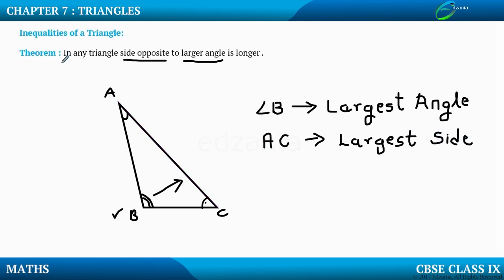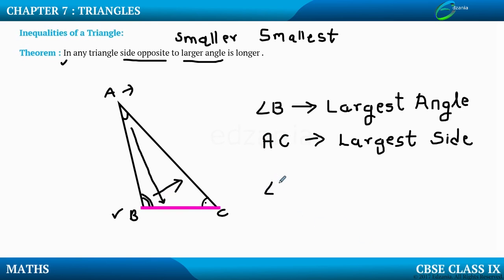Similarly, we can modify the statement. In a triangle, side opposite to the smaller angle is smallest. It is one and the same. Suppose angle A is a smaller angle amongst A, B and C. Then which is the side opposite to angle A? The side opposite to angle A is BC. So if angle A is the smallest angle, then BC will be the smallest side. So in this way, it is exactly the converse of the previous one, that side opposite to the larger angle is longer.